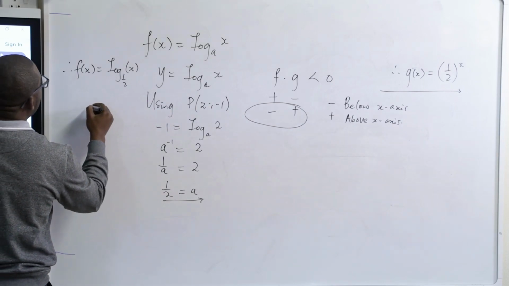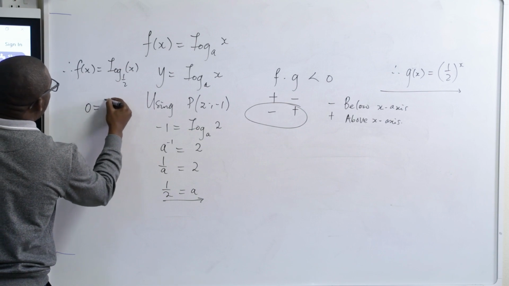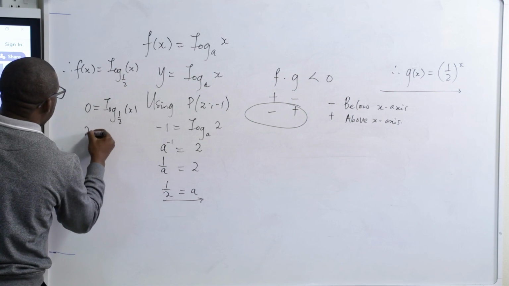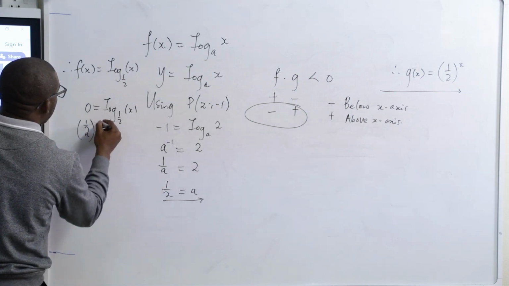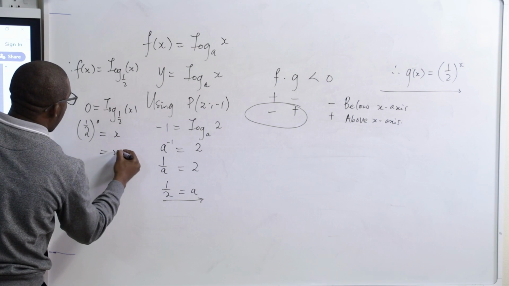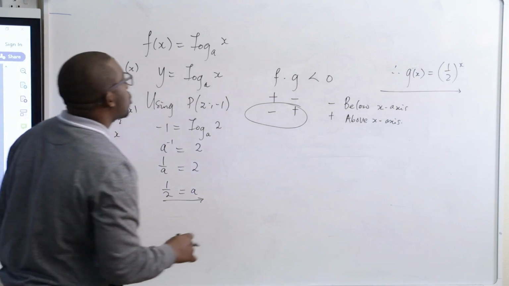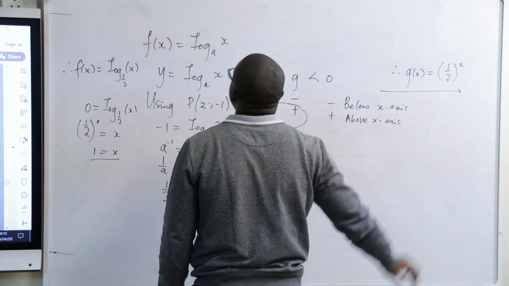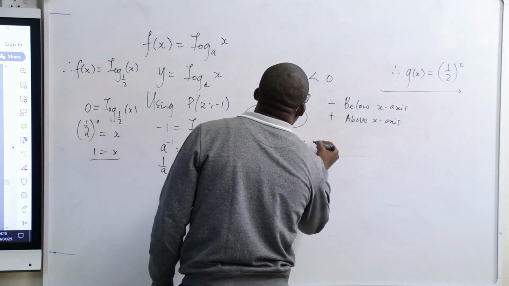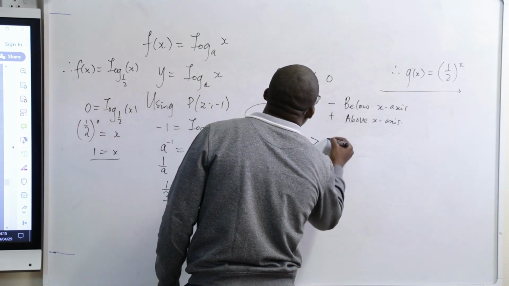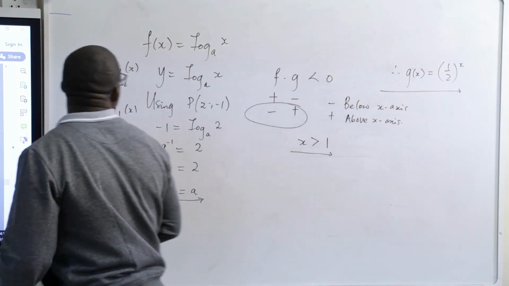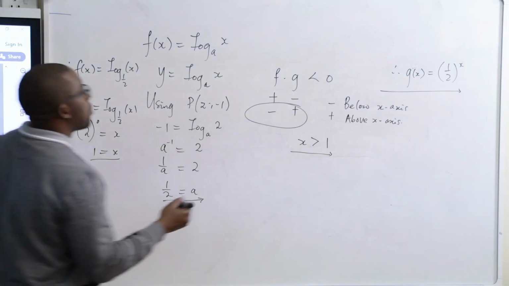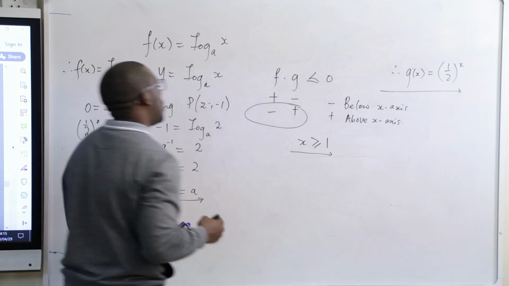X-intercept means y was 0, so 0 is equal to log to the base of half of x. This is going to be half to the 0 is equal to x. X was equal to 1. So to answer this question, this is happening from 1 going to positive infinity. So this is x greater than 1. This is happening at x greater than 1. Greater or equal to, because they are less or equal to.